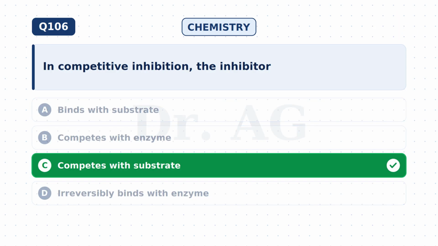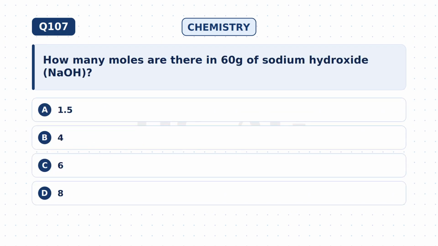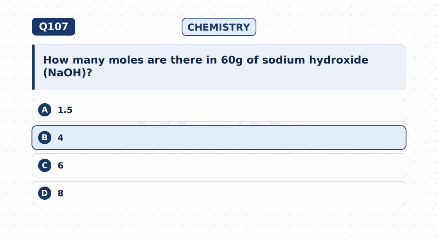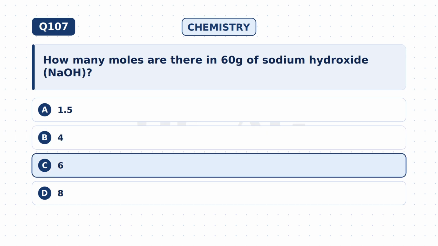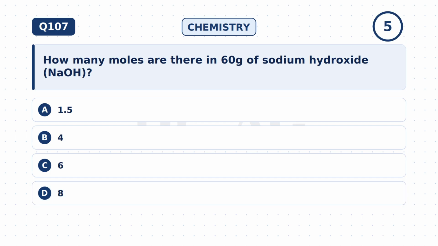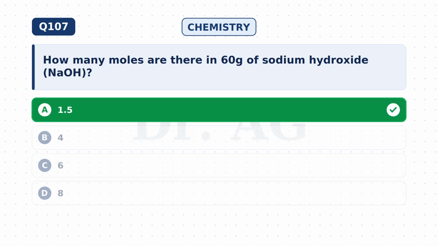The correct answer is C, competes with substrate. Question 107. How many moles are there in 60 g of sodium hydroxide? Option A, 1.5. Option B, 4. Option C, 6. Option D, 8. The correct answer is A, 1.5.